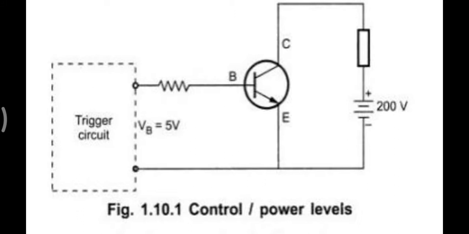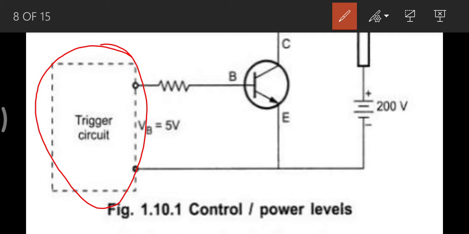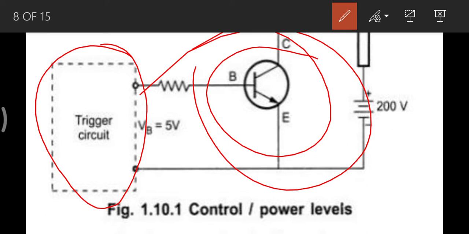This is the BJT circuit. Generally the triggering circuits are maintained at a normal voltage of 3 to 12 volts. These triggering circuits are connected to the BJTs or any other circuits. So these circuits are operated at 200 volts and above.